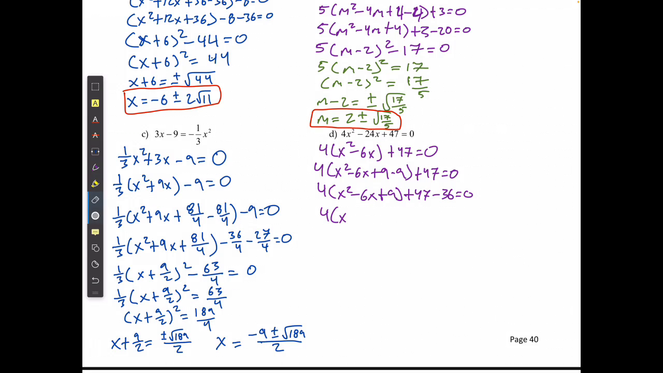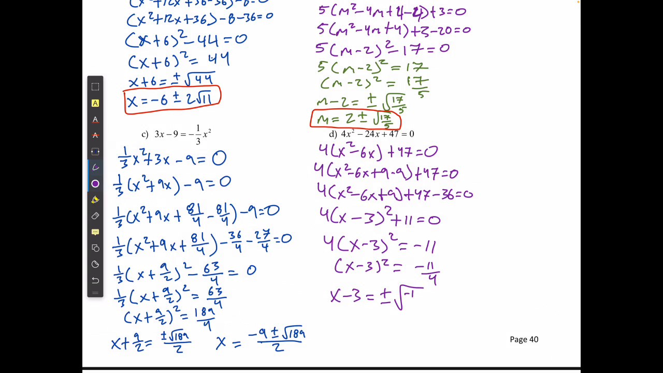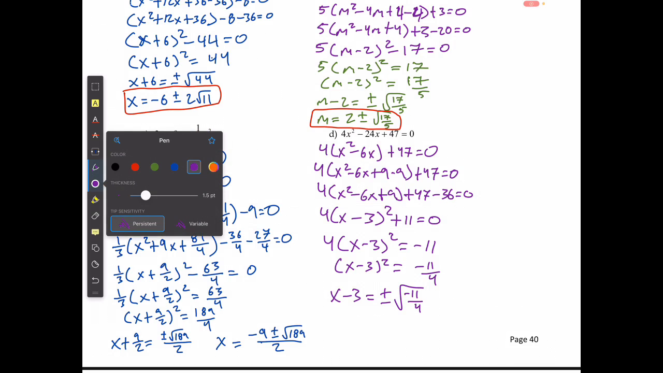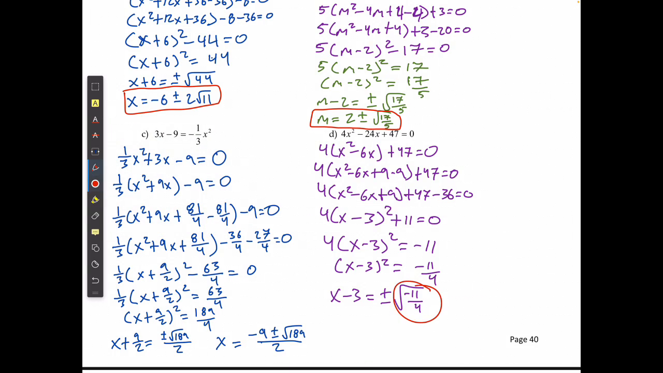I'm going to take the square root of this. x minus 3 squared plus 11 is equal to 0. And then I'm going to start solving this for x minus 3 squared is equal to negative 11. X minus 3 squared is equal to negative 11 over 4. And x minus 3 is going to equal the positive or negative square root of negative 11 over 4. Can't take the square root of a negative, which means that there is no solution.